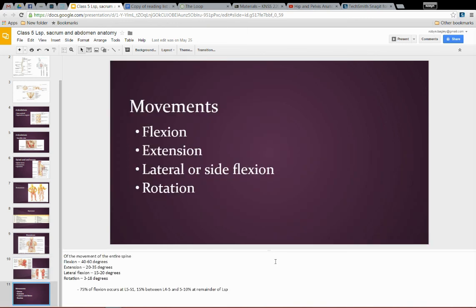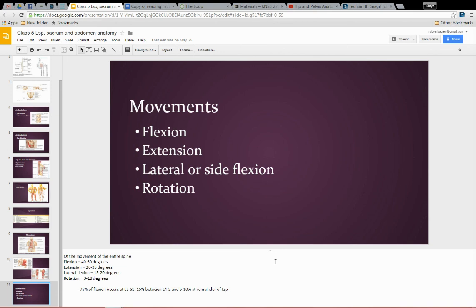So movements, in the low back, we have flexion. The amount of flexion is 40 to 60 degrees. Okay. We have extension, and that's 20 to 35 degrees of extension. Lateral flexion or side bending, we have 15 to 20 degrees. So there's that difference in where the facets point as to what movements are allowed. And rotation, we only have 3 to 18 degrees.